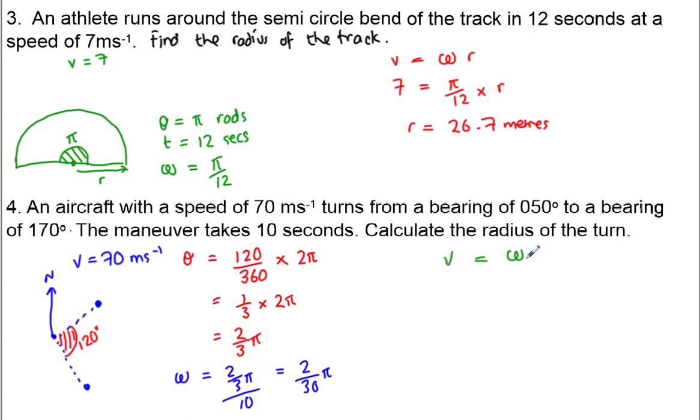So V equals omega r. 70 equals, so this is our omega, 2/30ths of pi. We don't know the radius, so if you work this through now, so multiply by 30, divide by 2, divide by pi, you should get a radius of 334 meters on the turn. Okay, and what the plane's done is it's gone round there. Okay, so they're quite tricky, those last two.